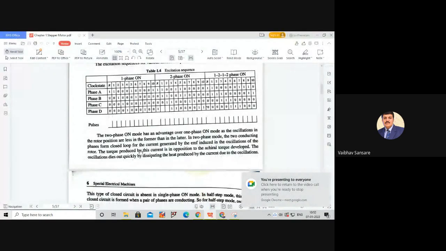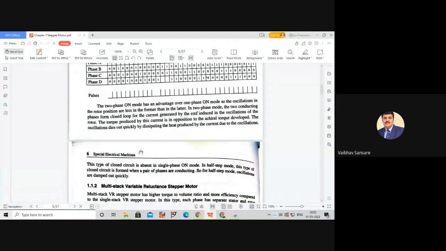So now this two-phase on mode operation has advantages over the single-phase on mode because it reduces the oscillations in the rotor positions. If the rotor rotates with full steps, in this particular case there may be chances of oscillation, but this oscillation can be reduced. Again, the smaller, or you can say half step movement of rotor is also possible using two-phase on mode. Okay. So in two-phase on mode, the two conducting phases form a closed loop for the current generated by EMF induced in the oscillation of a rotor. So there is a formation of closed loop in two phases itself.